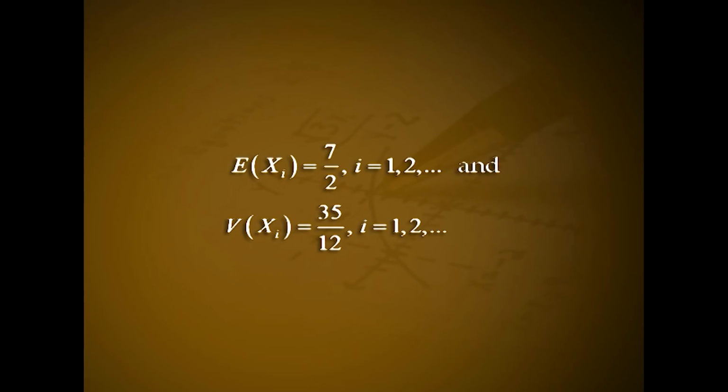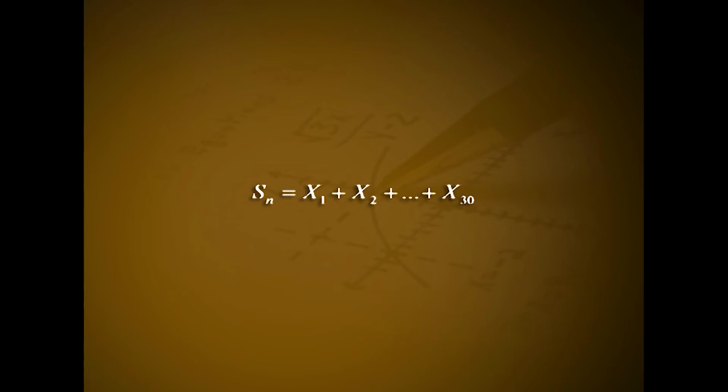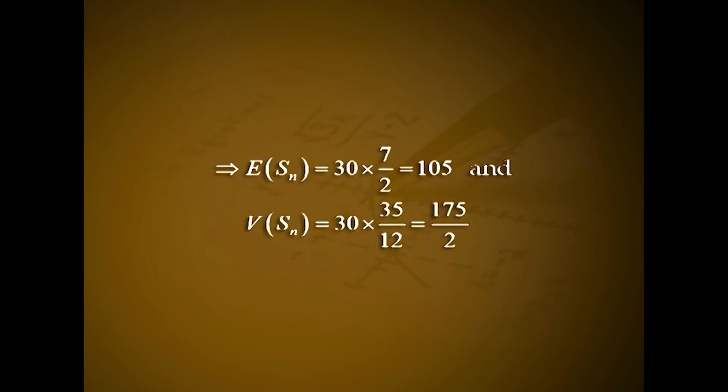Each unbiased die can show any of the numbers from 1 to 6, each with probability 1 by 6. Hence, expectation of xi equal to 7 divided by 2 and variance of xi equal to 35 divided by 12 for i equal to 1, 2, etc. Sum of the numbers shown, Sn equal to x1 plus x2 etc. plus x30. This implies expectation of Sn equal to 30 into 7 divided by 2, that is 105, and variance of Sn equal to 30 into 35 by 12, that is 175 divided by 2.